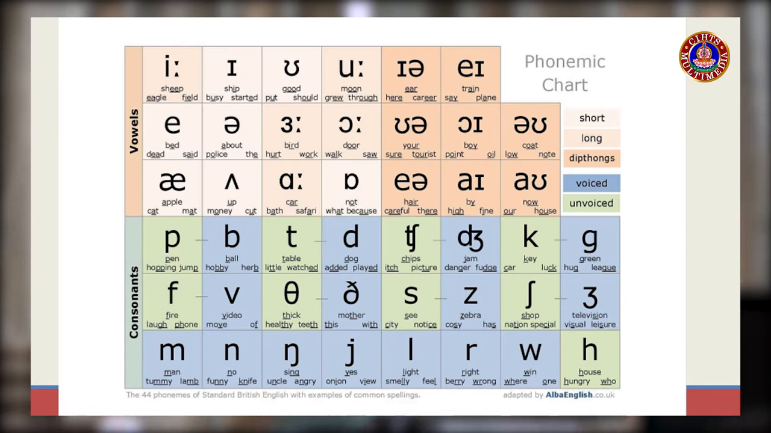The first one is a long E sound, and the example is sheep, sheet, or eagle. And there are many words in which this sound will be used. I am not going to spend, of course, the entire class on describing these, but the letters in pink are the 20 vowel sounds. The letters in the blue are the consonant sounds.